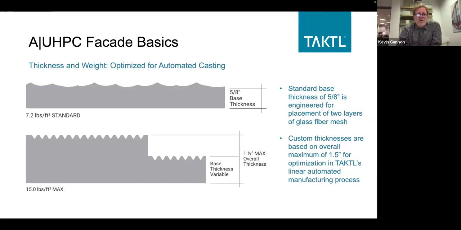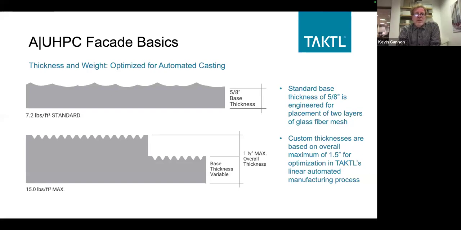When we do custom work, we can go to a maximum overall of 1.5 inches, meaning you have to hold a base thickness of 5/8, and then whatever the relief or rib or whatever it might be is then added to that. And that's so that we are maintaining a base performance and a depth for our anchors if we're putting in concealed anchors to attach these panels.